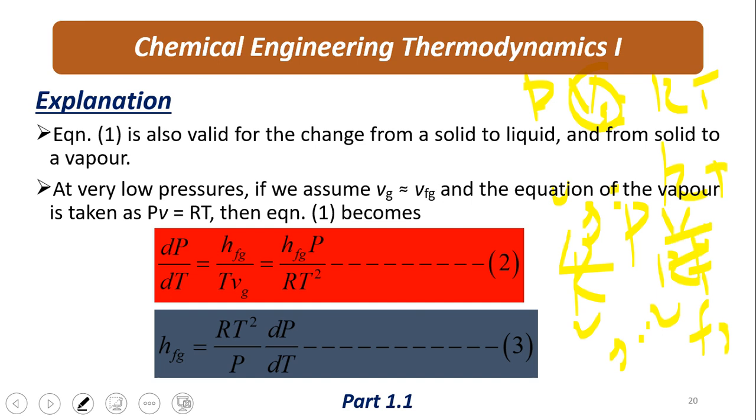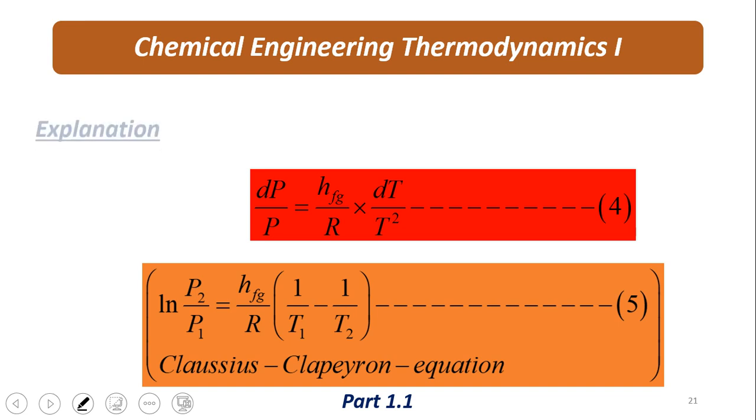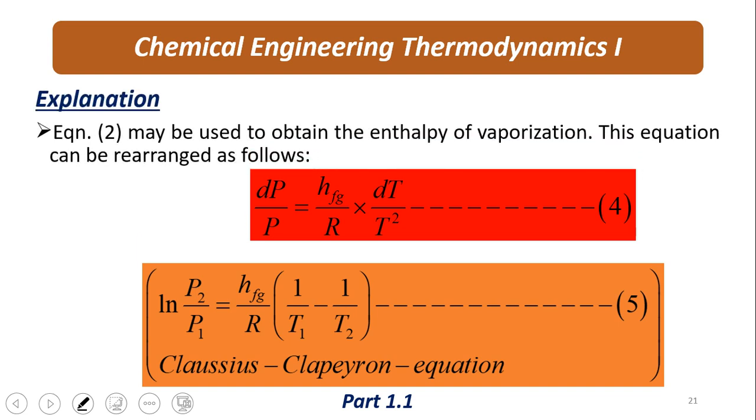So from this equation, the latent heat of vaporization, for the solid and liquid, is equal to RT squared divided by P times dP by dT. So equation 2 may be used to obtain the enthalpy of vaporization. This equation can be rearranged as dP by P equals HFG by R times dT by T squared.